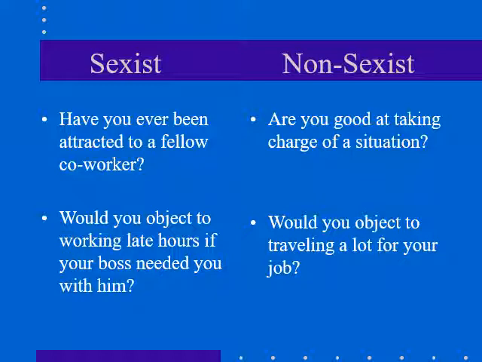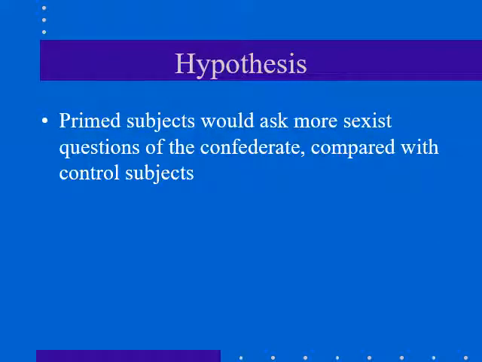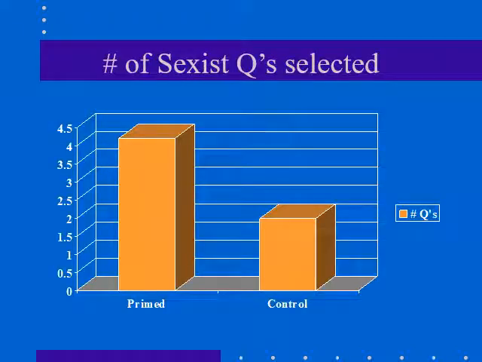But no, nobody else did. Remember, these are University of Minnesota undergraduate men. So our hypothesis is that prime subjects will ask more sexist questions of the Confederate compared with controls. And that's exactly what we found. On average, our prime guys asked about 4 out of 7 questions from the sexist grouping. And for control guys, it was only about 2 out of 7 questions on average.